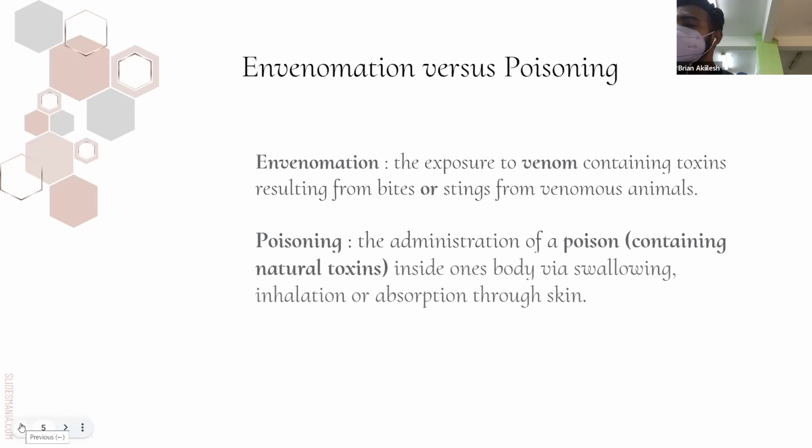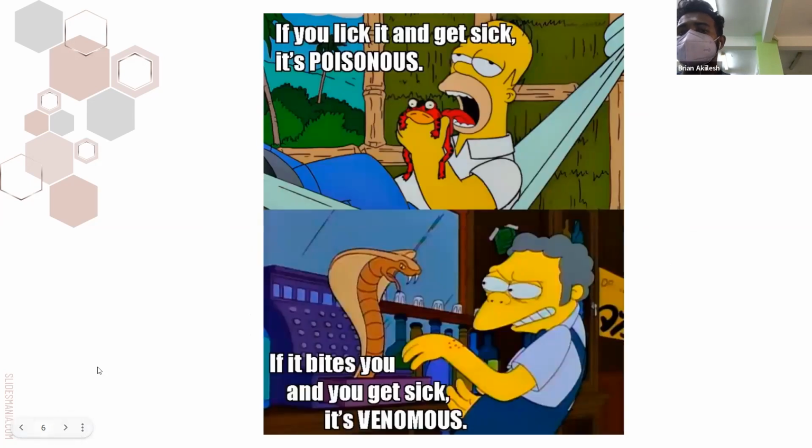Okay, these are two common terms which we commonly use, envenomation versus poisoning. Envenomation is the exposure to venom containing toxins resulting from bites or stings from venomous animals. Poisoning, on the other hand, is the administration of a poison containing natural toxins inside one's body via swallowing, inhalation, or absorption through the skin. So in simpler terms, envenomation happens when a venomous animal bites you or stings you. And poisoning, for example, is if one eats a mushroom without knowing that it's poisonous, that is poisoning.